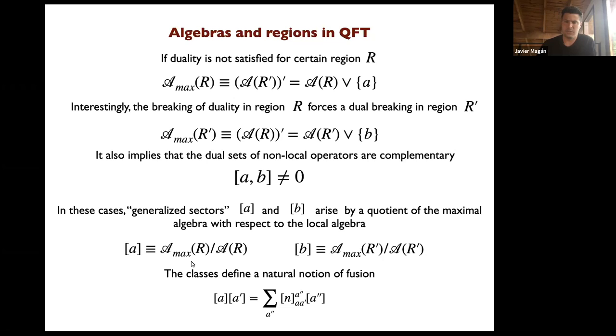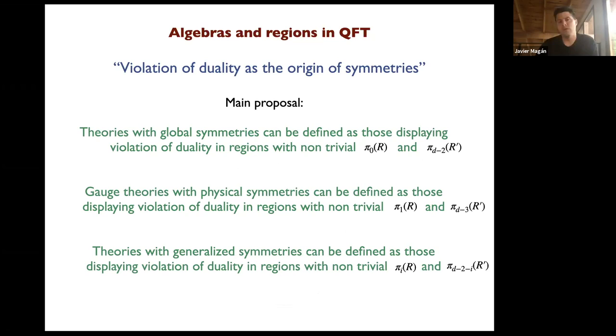So with these preliminaries, we are ready to state our main proposal. So the proposal is that not only the violation of duality is not pathological in quantum field theory, but it is also at the origin of symmetries in QFT. So in particular, theories with global symmetries can be defined as those displaying violation of duality in regions with non-trivial pi zero, and this forces a violation of duality in a region with non-trivial pi d minus two, where these pi's are the usual homotopy groups of the region. So this pi zero, for example, would be a disconnected region, non-trivial pi zero.